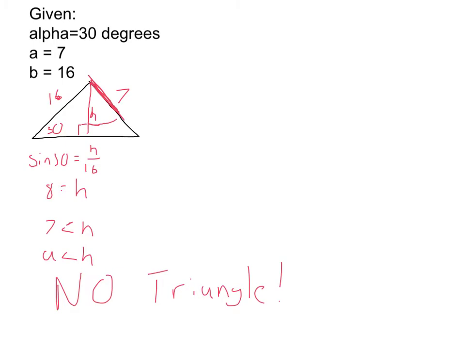Okay. First thing we did was we compared a to b. a was less than b, so we knew we had to go further in our comparisons. We compare a to h. a was less than h, no triangle. Let's charge on in our examples here.